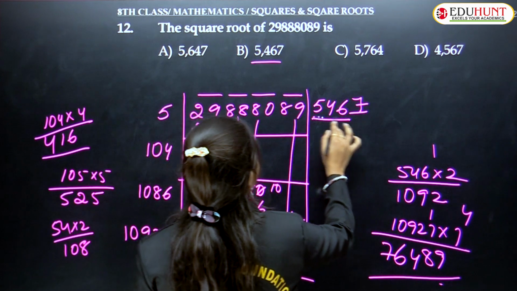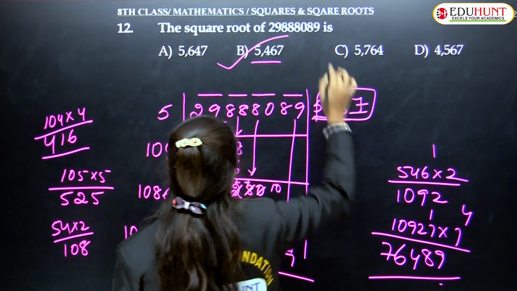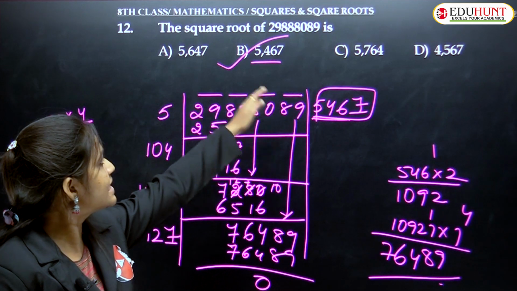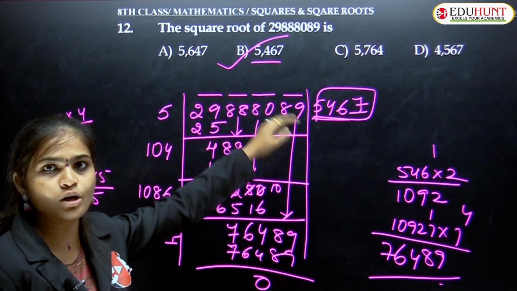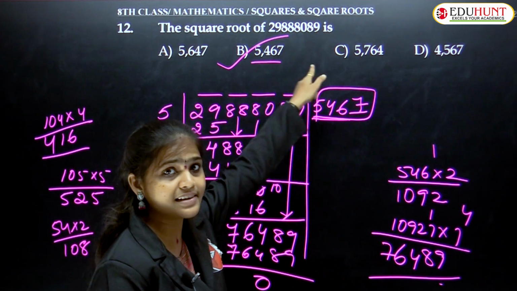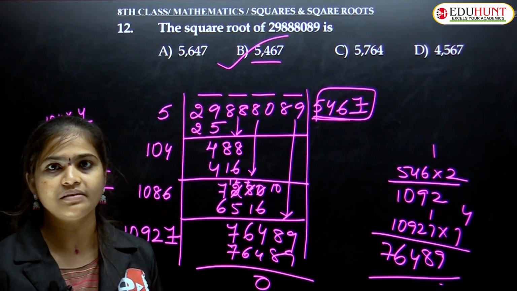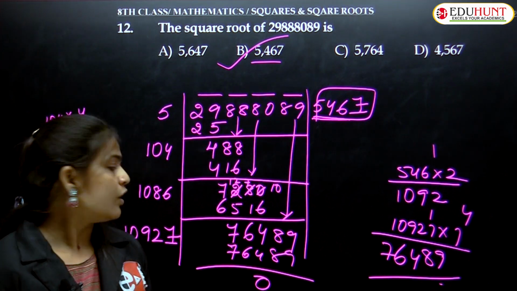That is 5467. In these cases, since options are given, we can use the last digit through the options. If options are not given, you have to go for the checking method. Okay, children.